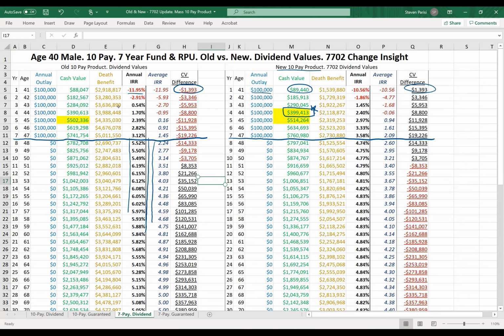And we have this in the MassMutual illustration. If we ever look at it and say, hey, how does this work? MassMutual's dividend rate is 6%. How on earth do they have an internal rate of return above that?